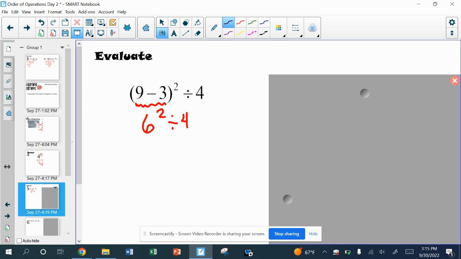6 squared, a lot of people want to say that that's 12 because they just do 6 times 2. But remember, that really means I'm multiplying 2 6s together. So 6 times 6 will be 36. And exponents do come before I would do any of my division. So I'll have 36 divided by 4, which would be 9.